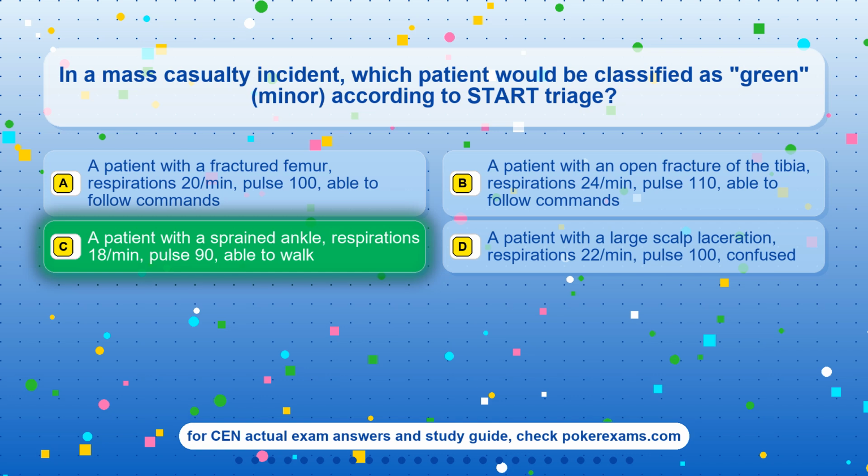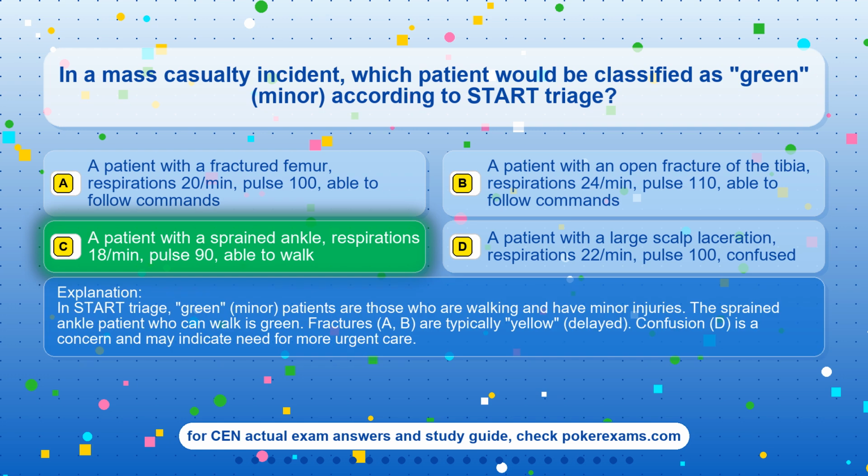The correct answer is option C. A patient with a sprained ankle, respirations 18/min, pulse 90, able to walk. In START triage, green minor patients are those who are walking and have minor injuries. The sprained ankle patient who can walk is green. Fractures, A and B, are typically yellow delayed. Confusion, D, is a concern and may indicate need for more urgent care.